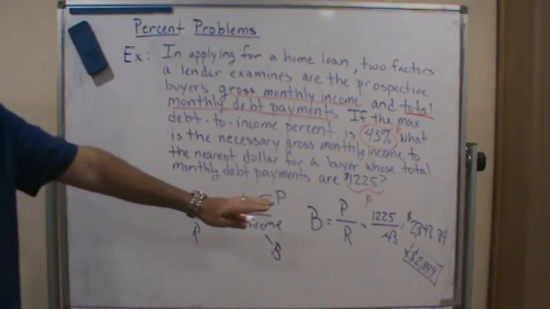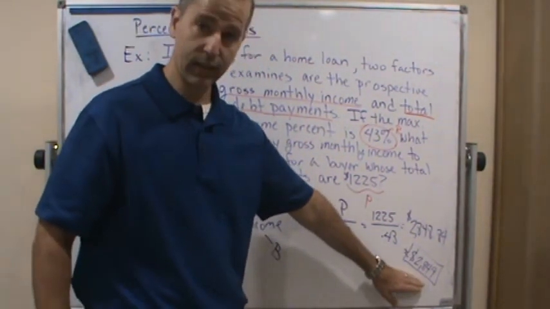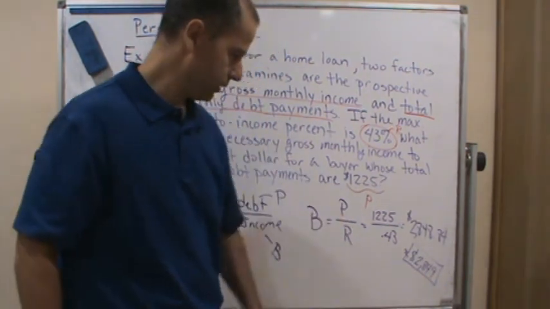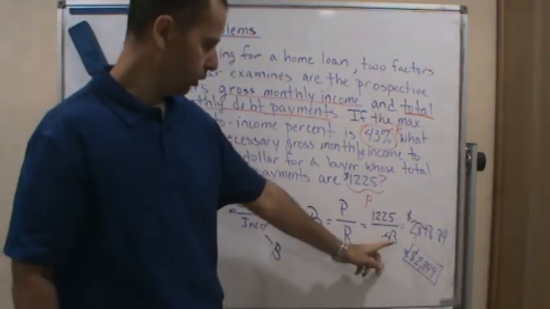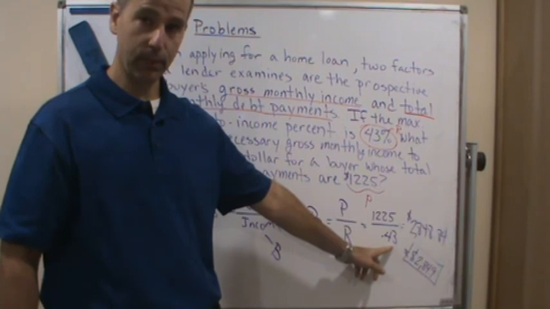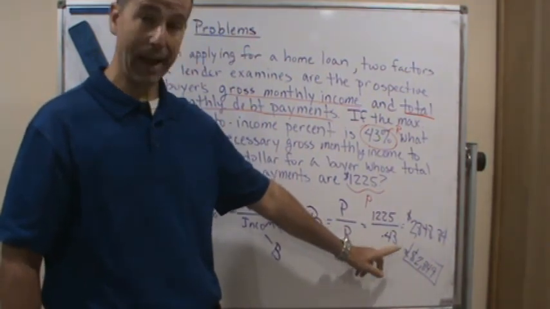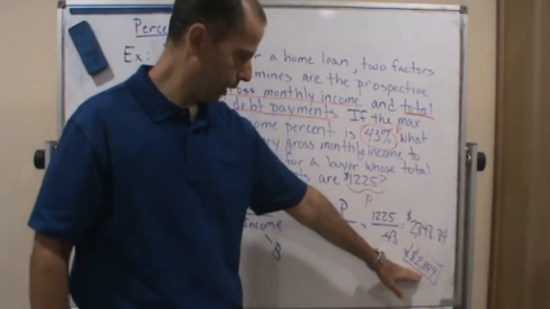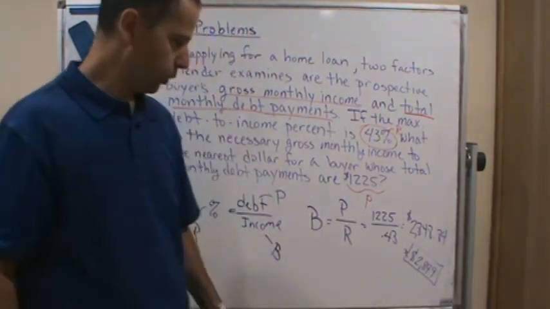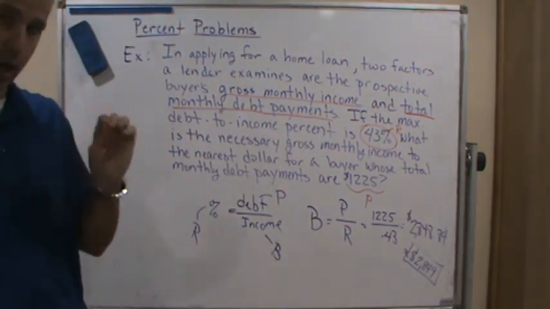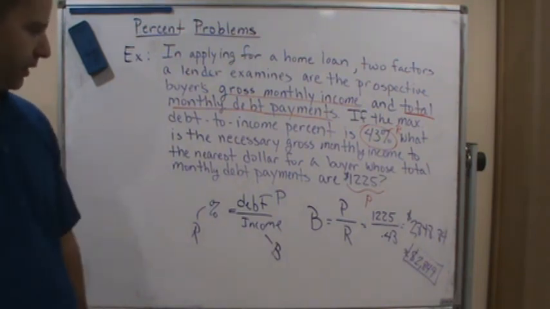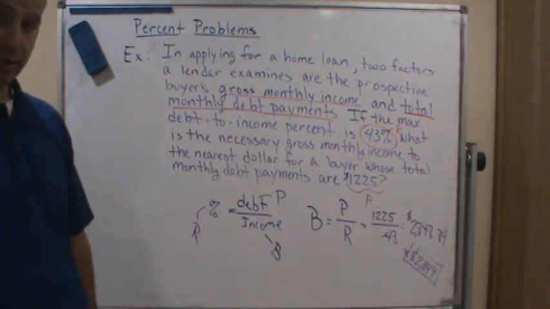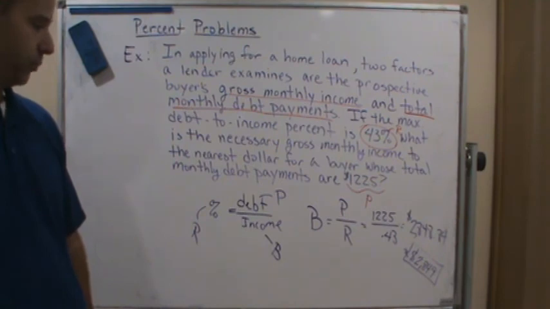So their gross monthly income would have to be at least this amount in order to be below, or at the very maximum, at the 43%. If we round it to 2849, then we'll be a smidge under that percentage. So that is their necessary breaking point as far as gross monthly income, rounded to the nearest dollar.